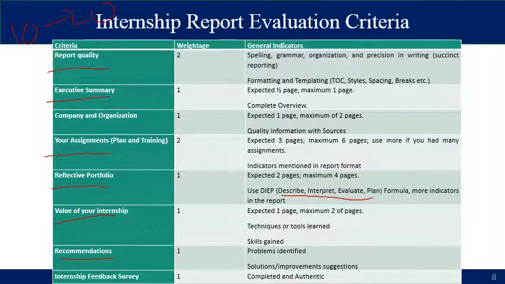And finally, you have to provide the internship feedback survey, which will be provided through email separately, that you have to get filled in by your prospective employer. And there is only one condition for it: that it should be complete and it should be authentic.